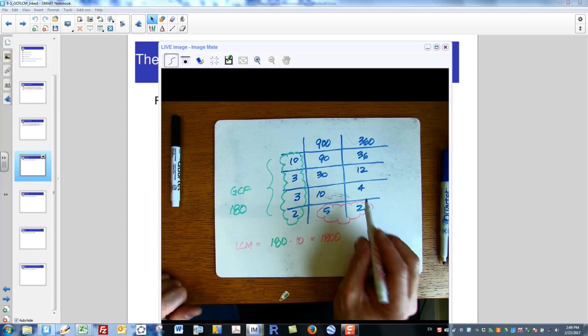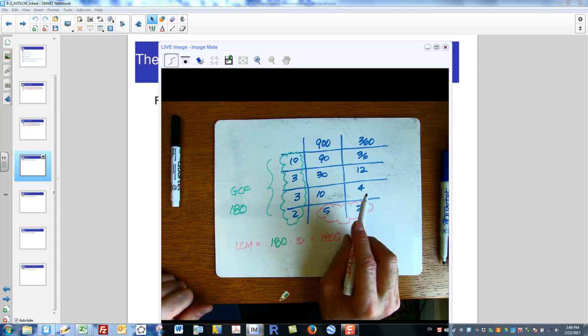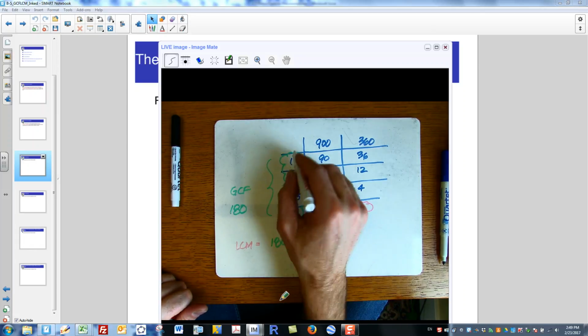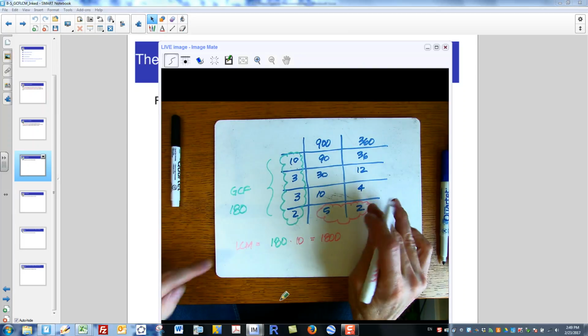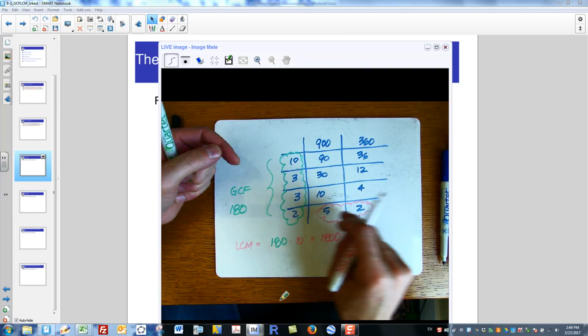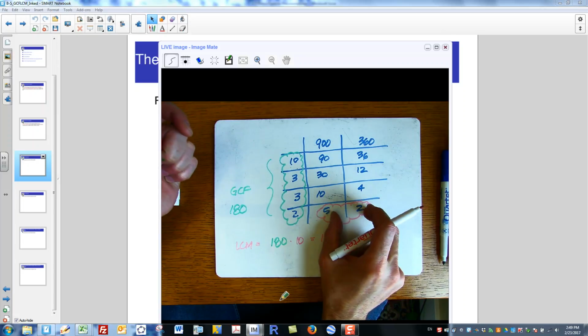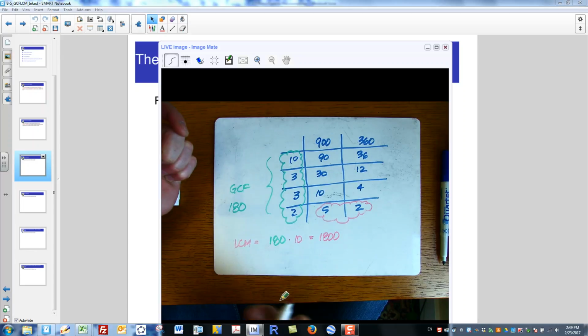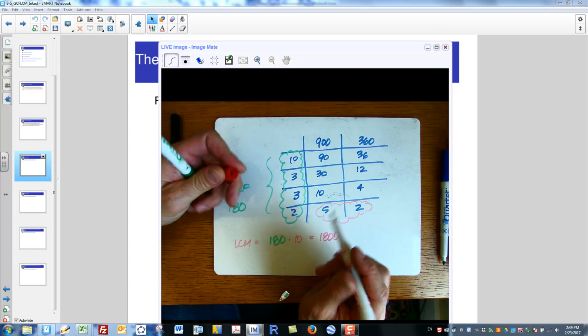The least common multiple is a little harder to understand, but think about it this way. 90 has all of this in it. 360 has this plus this, right? So this is in both, and this is uniquely in each. So we have to include it in the least common multiple. So I put that in and multiply it by the 180. Okay.